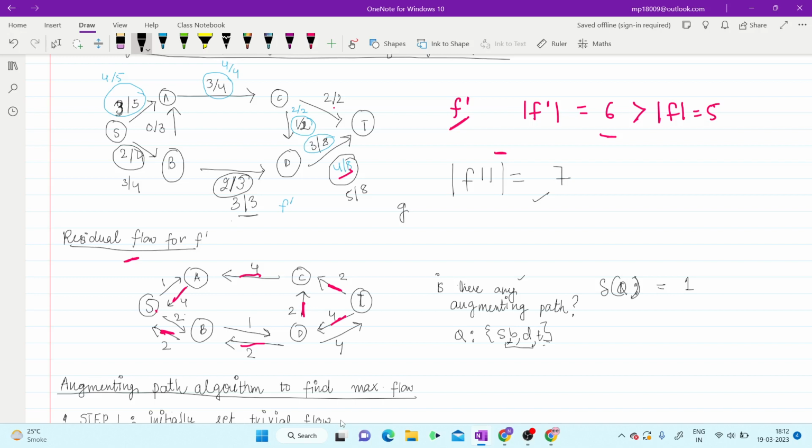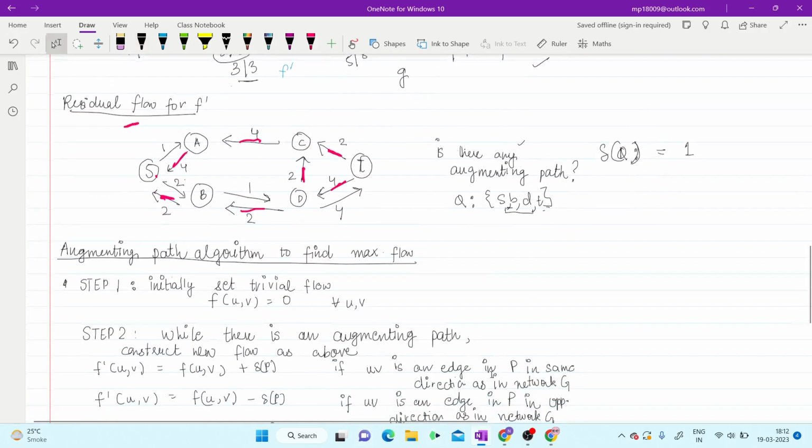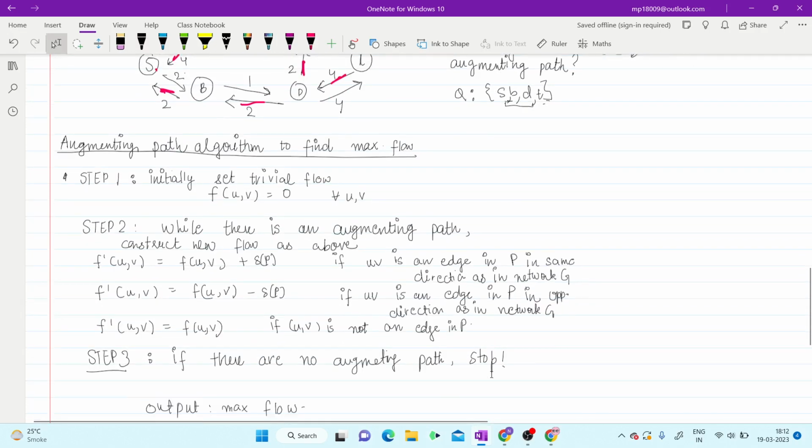So we see that this f prime was also not the maximum flow because there was an augmenting path in the residual flow diagram. From these examples we can observe that if we have an augmenting path in a residual flow diagram, then we can always construct a new flow which has a higher flow value. Therefore, if we have any augmenting path in the residual flow diagram, that flow cannot be maximum, and we exploit this observation to find the maximum flow.